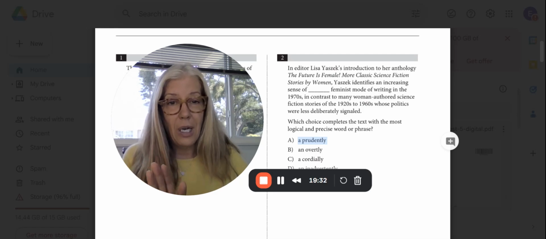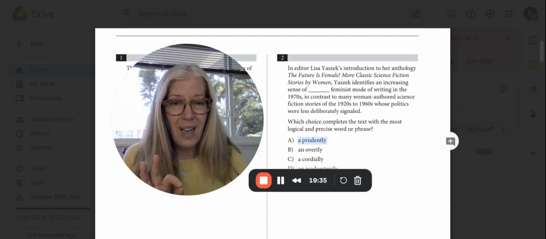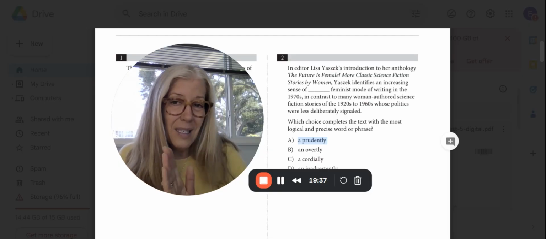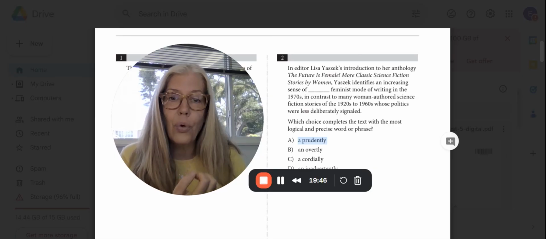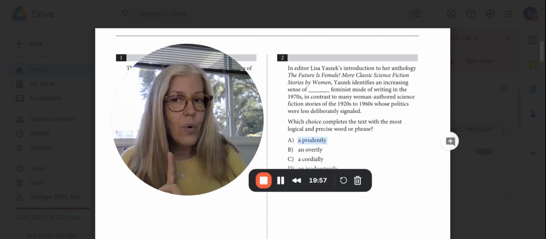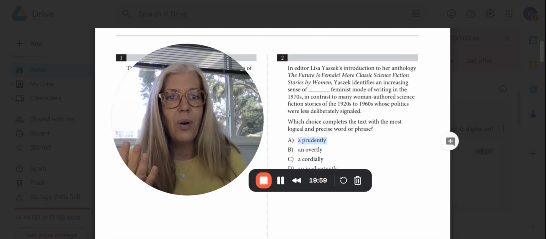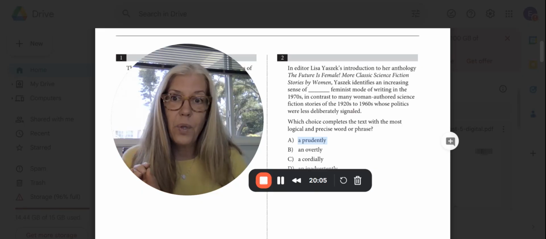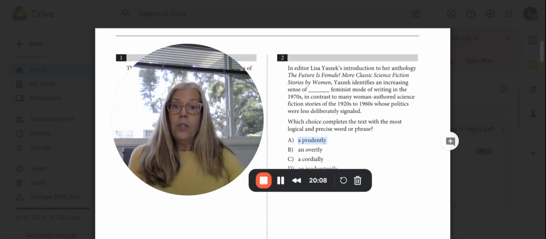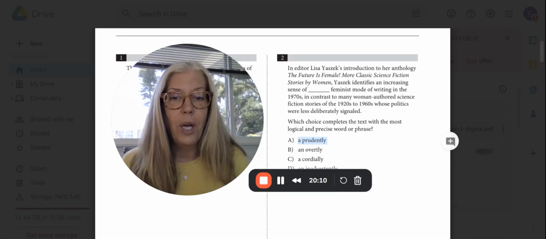Prudent. Even if I don't necessarily know what prudent means, I'm going to still try to break these pieces down. It's like chipping away at a rock. I'm going to break it down until I can get down to a word that I do know, and I can see the word prude, a prude. So, a sense of a prudently feminist mode of writing. If you know what the word prude means, you can get rid of it. If you don't know what the word prude means, you can't get rid of it. Because this is a time test, sometimes we just have to leave words that we don't know and just look for the words that we hopefully do know.